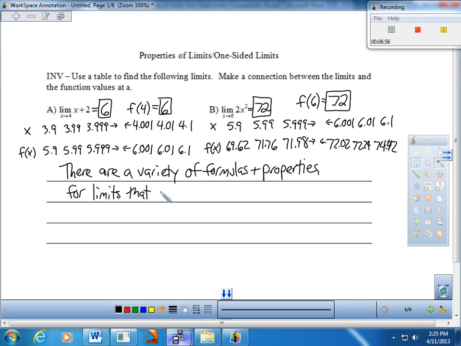That allow us to find the function value. And again, it's really a separate idea, but it's going to allow us to find the limit by working with the function value here. So let me make sure I phrase this correctly. For limits that allow us to find the function value at a, like I did in the previous example, it is equal to the limit.